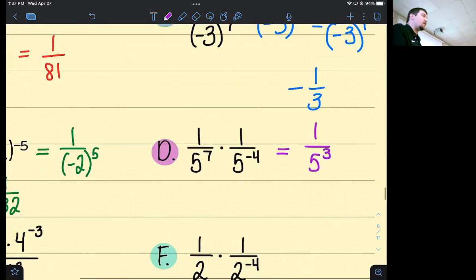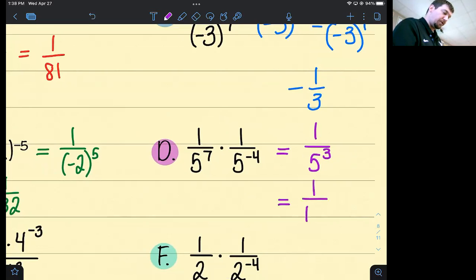So that gives us 1 over 5 to the third. And because again, we're evaluating, go ahead and take it to the next step and answer it. What is 5 to the third? Julia? That's right. So we'll say this is 1/125.